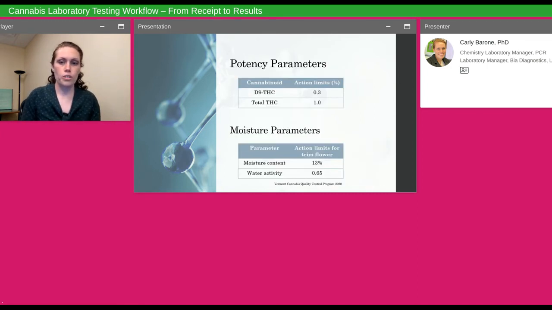And so federally, we know that the action limit for delta-9 THC based on dry weight is 0.3%. Here in Vermont, Vermont has actually set a 1% limit on total THC. And then if we're looking at moisture content, which plays a role in all of our analyses, we want our trim flower, and this is all specifically for hemp here in Vermont, to be 13% moisture and 0.65 water activity.